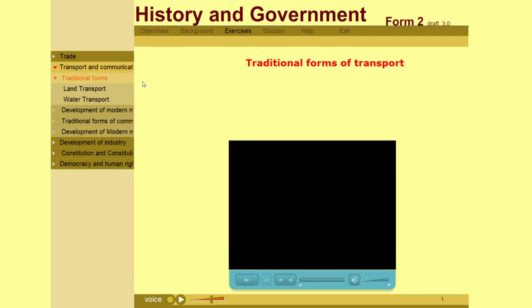Traditional forms of transport can be divided into land transport and water transport.